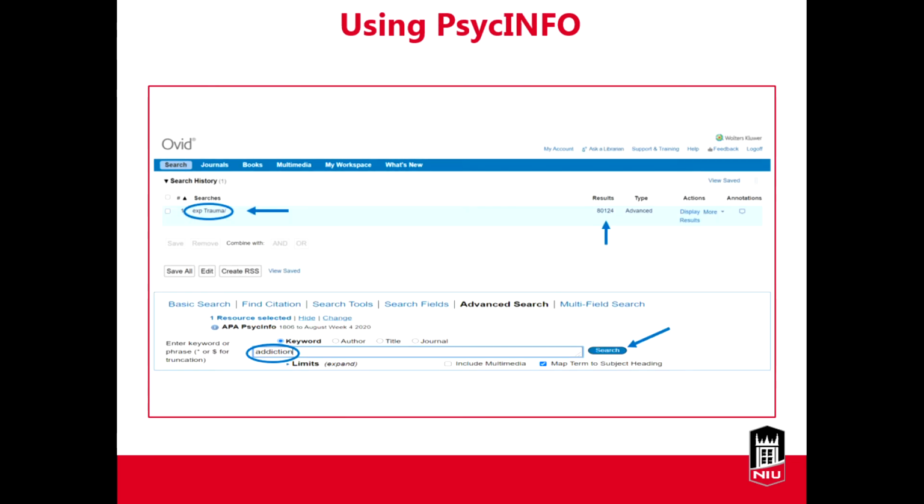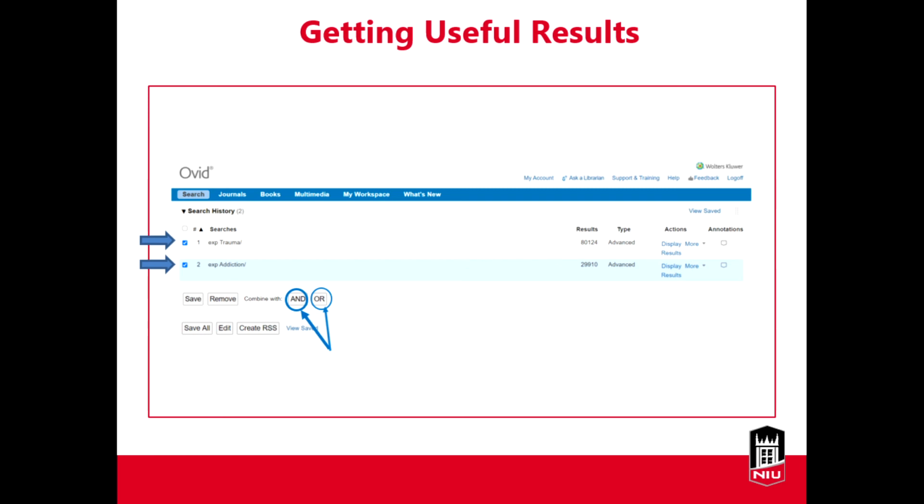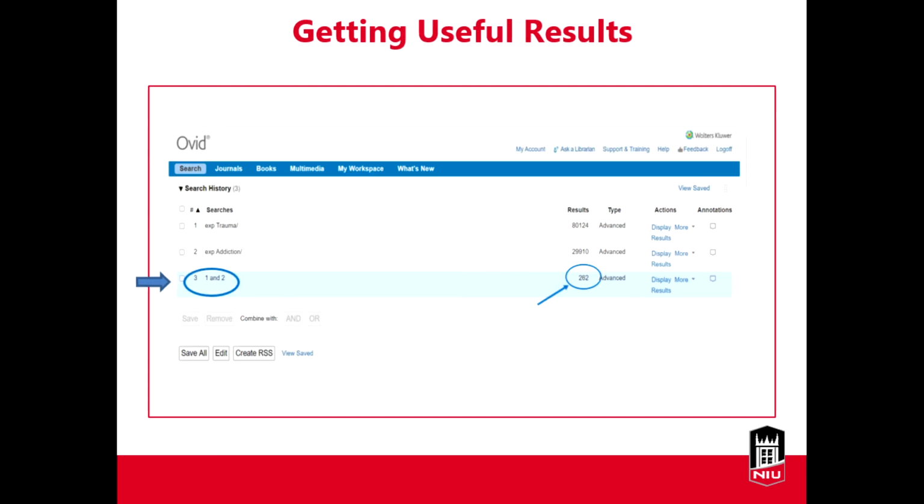At the top of the screen, you will see how many results were returned for this search. Scroll down the page to see those results, or type another search term into the search bar. After searching for each individual concept or term, combine them by selecting the searches. Then choose OR to expand your results, or AND to narrow them. We want a smaller pool of results, so we'll click AND. You will see that we now have a more manageable number of results focused on trauma and addiction. To see those titles, simply click Display Results or scroll down the page.